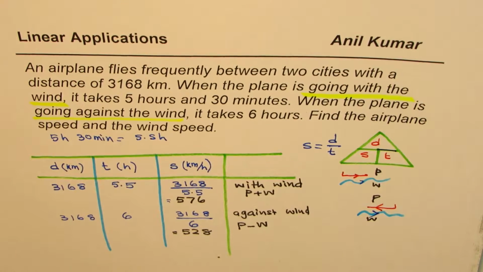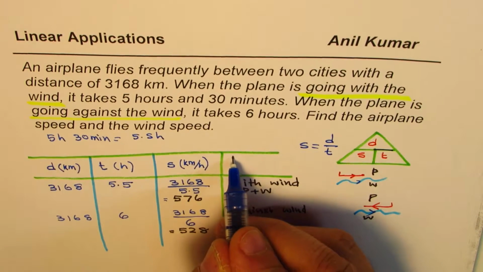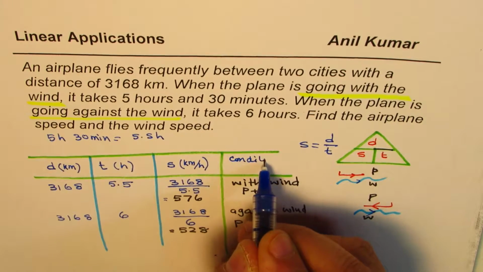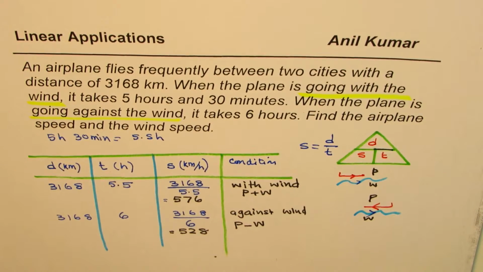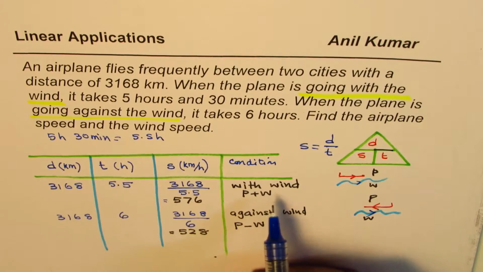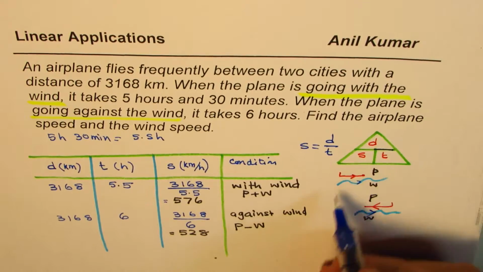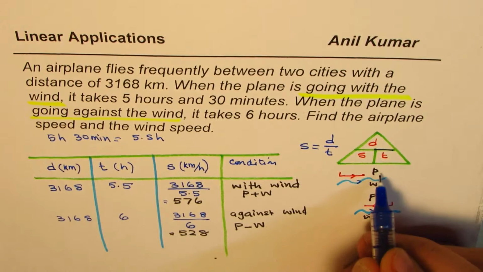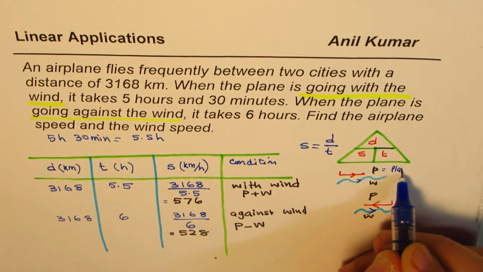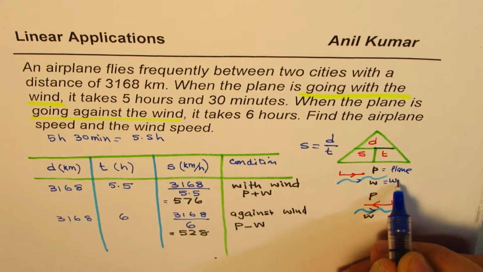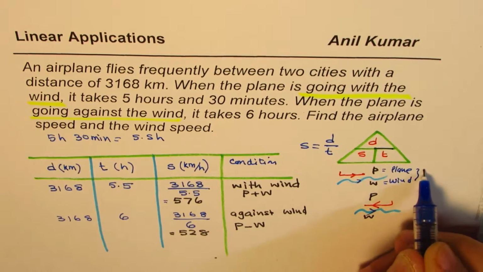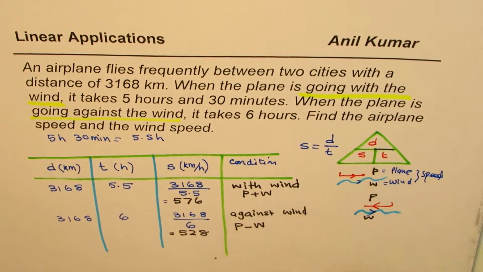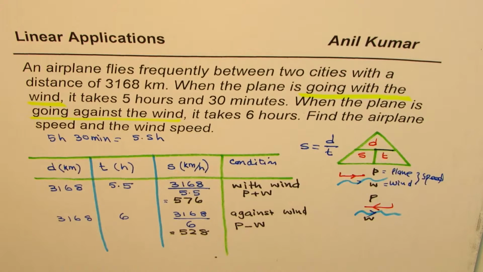So what is this here? This is always some condition given to us. Does it make sense to you? So what we did here was we defined our variables. P and W are variables which we defined. P is plane speed, and W is wind. These are both speeds. Is it okay? So we defined our variable P for plane, W for wind.